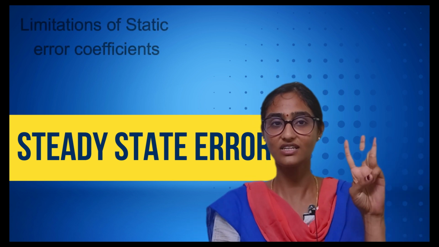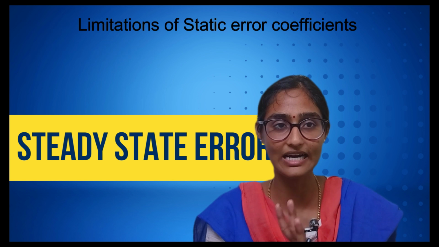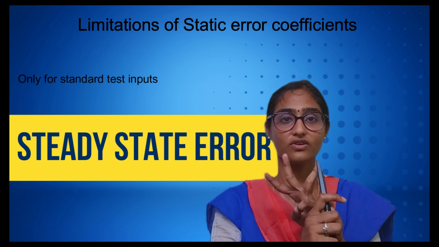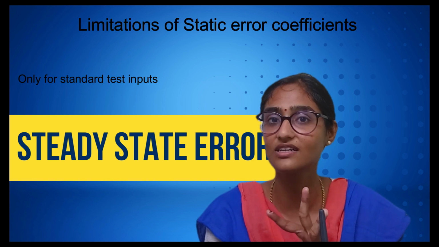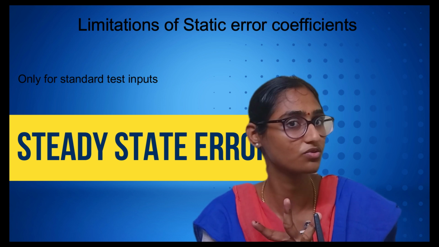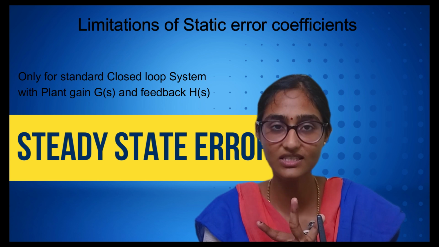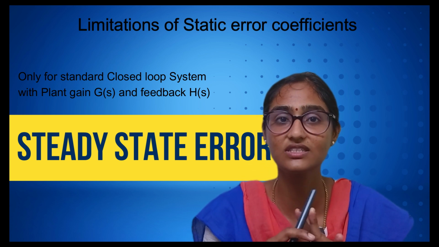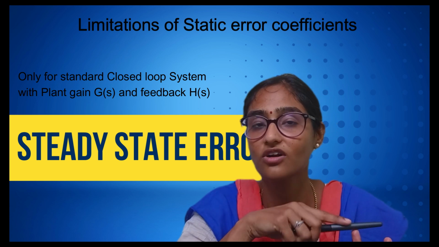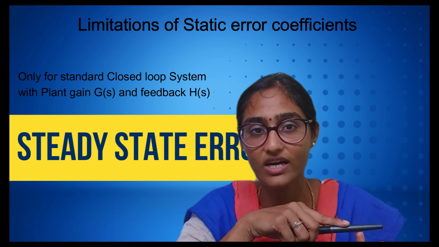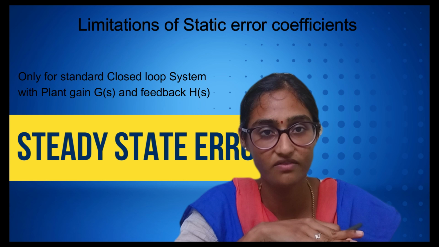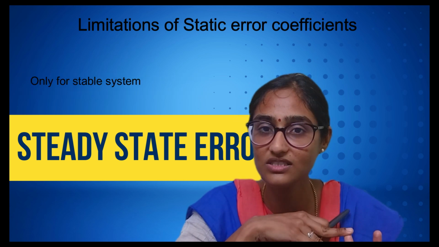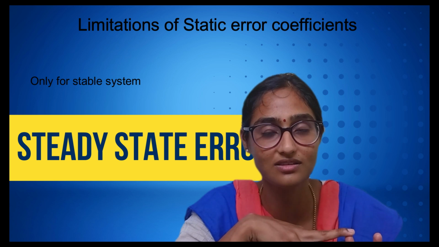So basically we have three reasons for not always using static error coefficients. The first thing is it is valid only for step, ramp and parabolic standard test input signals. For other inputs we do not have an answer. The next thing is that only for a standard system we have these static error coefficients. For non-standard systems we need to compute, and hence this cannot be used. We need dynamic error coefficients in that case. And another important reason is that it is valid only for stable systems.